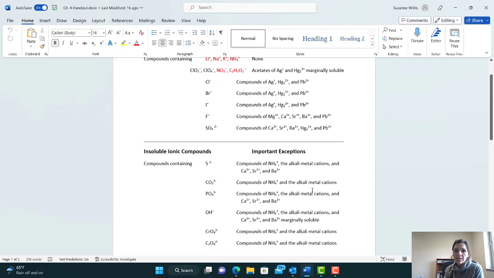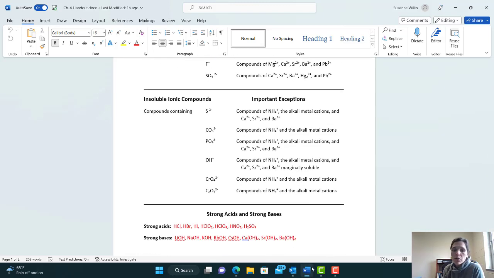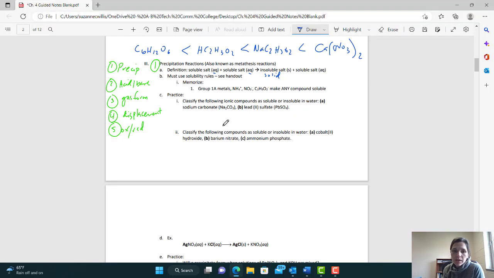You don't have to memorize this list, we just need to know how to use it. So I'll come back to that as we do examples, okay? So here, these are the ones that I want you to memorize. Group 1A makes you automatically soluble: ammonium, nitrate, and acetate. Those make any compound soluble. It's just going to make your life a lot easier and faster here.